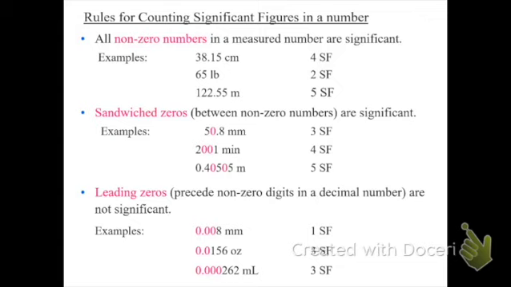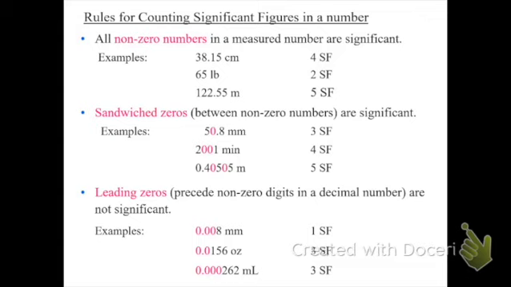2001, that's 4. So you count those zeros. It does not matter whether they have a decimal point or not. And then you have 0.40505. That's 5 significant figures. So you will see that the first 0 in 0.4 does not count.